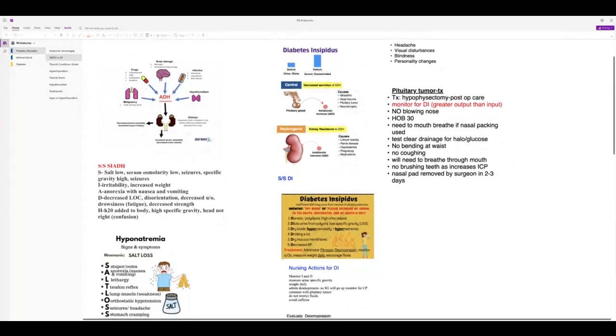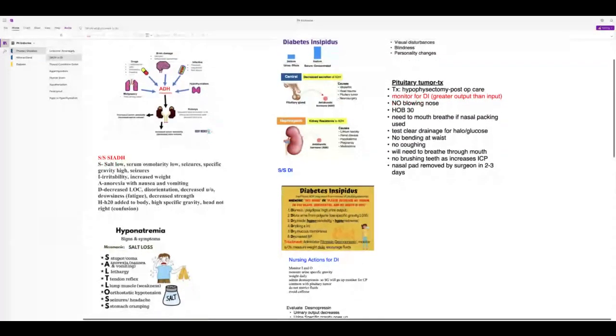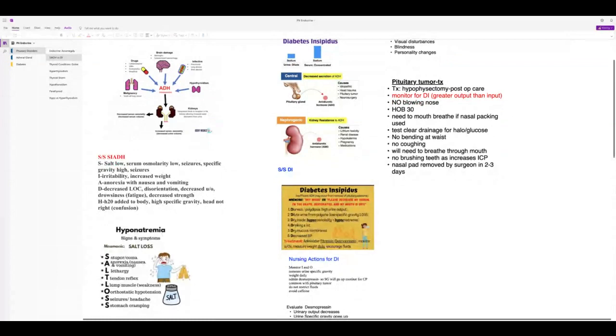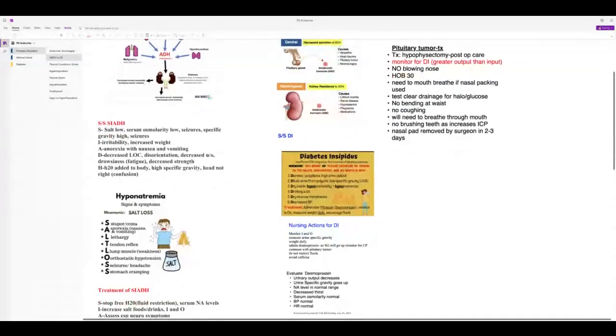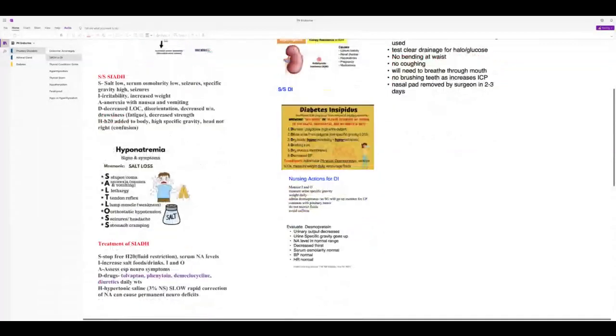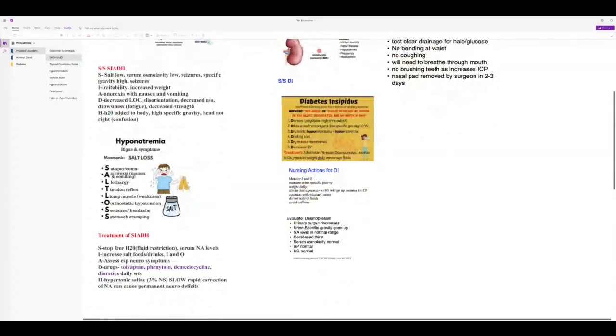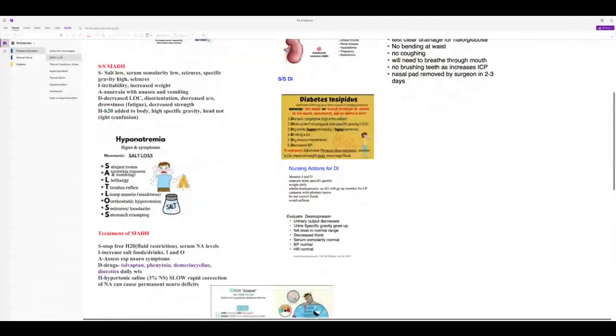And I told you the high specific gravity and head is not right. Now, a lot of these are duplications, so you could trim this down to study if you need to, and just remember the signs of hyponatremia. So again, these are signs of hyponatremia. The orthostatic hypotension may put your patient at risk for falls. And then to treat SIADH, they're going to be put on a fluid restriction to stop them from drinking free water, we call it. And they'll monitor serum sodium levels.